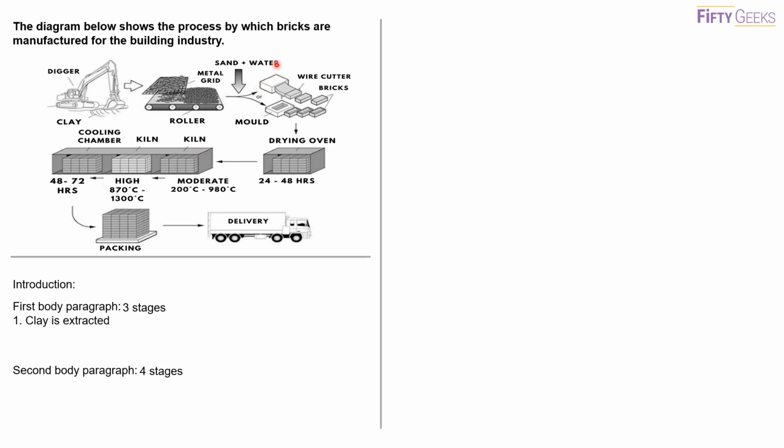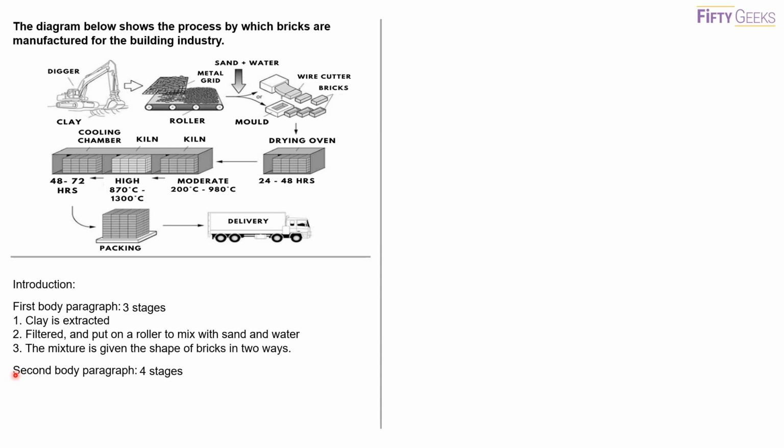In the second stage, the clay is filtered and put on a roller to mix with sand and water. I will write the clay is filtered and put on a roller to mix with sand and water. In the third stage, the mixture is given the shape of bricks in 2 ways. I will write the mixture is given the shape of bricks in 2 ways.